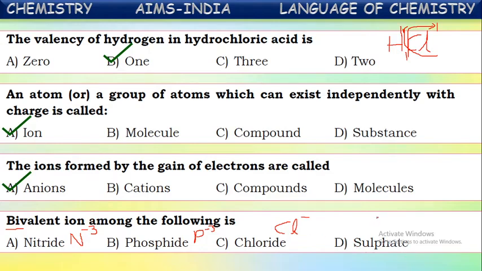What about sulphate ion? The formula of sulphate ion is SO4 minus 2, or 2 minus. What is the valence in this? 2. This sulphate ion has valency 2, so it is called a bivalent ion. The ion with valency 2 among these is sulphate ion, SO4 minus 2. Okay, nitride and phosphide are trivalent ions, whereas chloride ion is a monovalent ion.